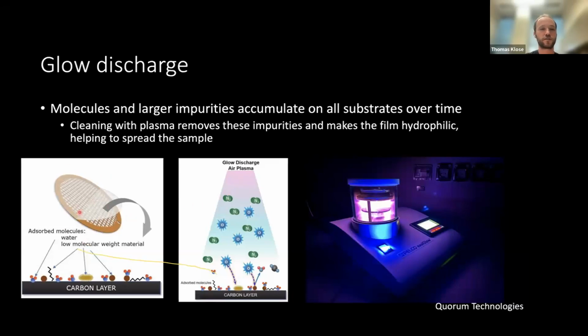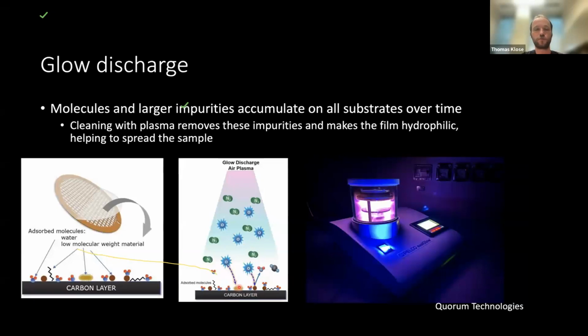So essentially one takes the grid, puts it into an instrument that looks like this, establishes a pretty decent vacuum, and then a strong field gets applied between two electrodes that creates plasma, and this plasma ionizes the molecules, they detach from the surface, and as an almost side effect, it also helps to make this carbon layer or the gold layer hydrophilic, which then helps, once we apply the sample to this layer, to actually spread it out, versus if it would be hydrophobic as it is out of the package, you would have problems getting the sample to spread out.